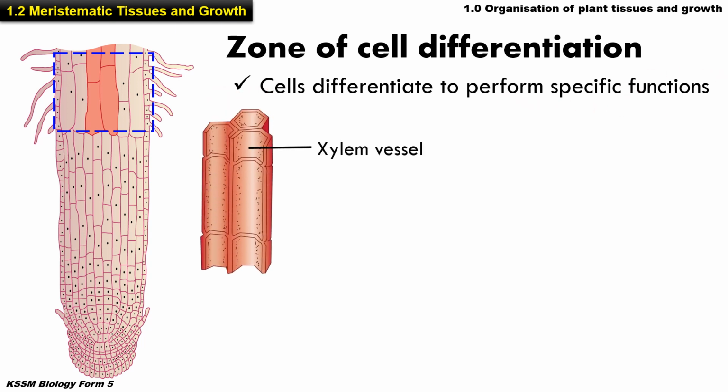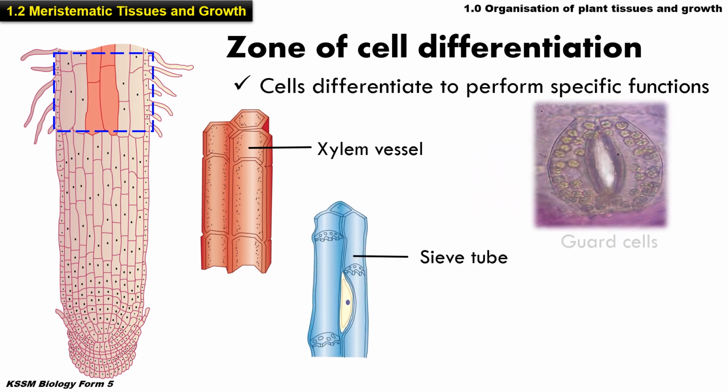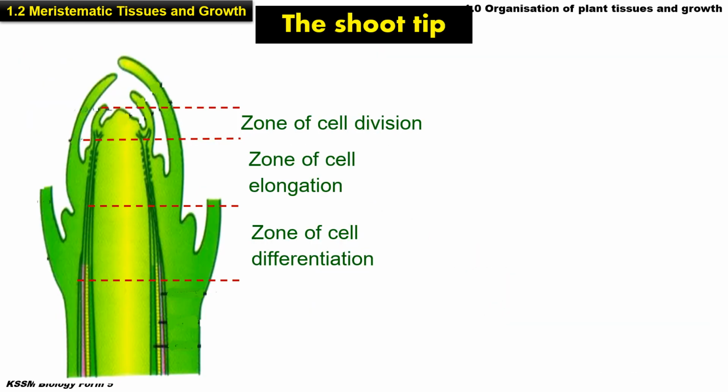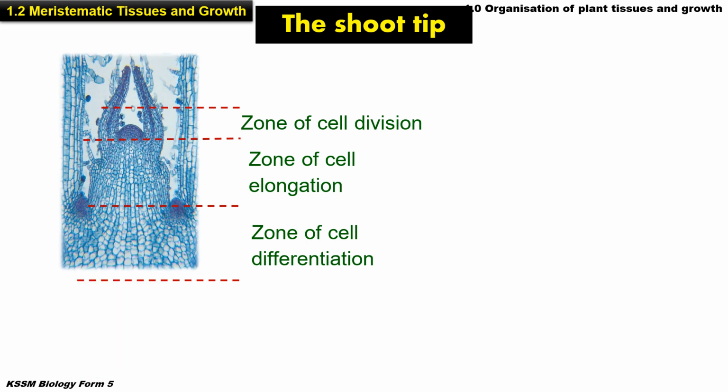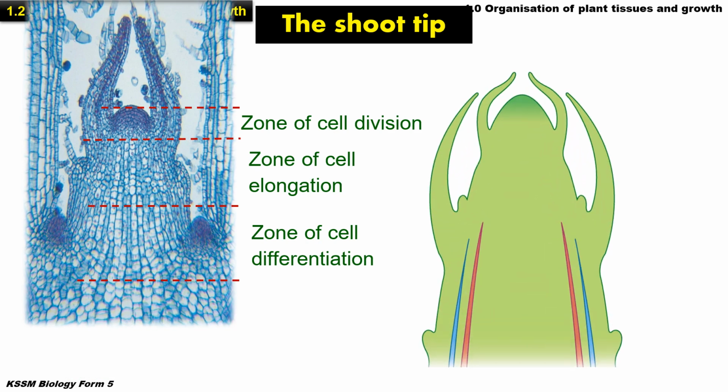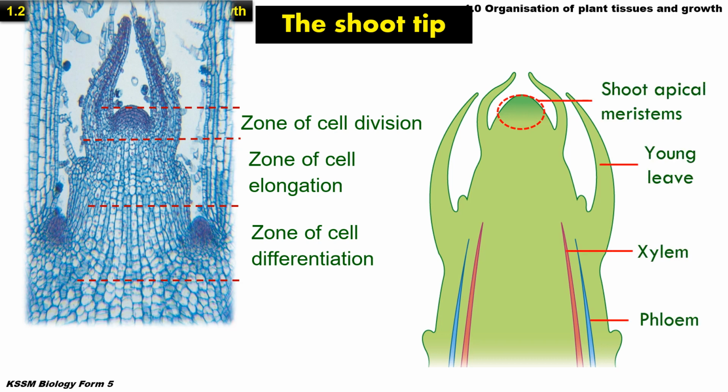There is some cell will become the xylem vessel, ada yang jadi sieve tube, ada yang jadi guts, ada yang jadi root hair cell. Okay, so cerita tadi tu cerita tentang root. Shoot sama sahaja apa yang kita cerita tadi. Cuma dia terbaliklah, dia akan naik ke atas. For the shoot, dia akan membentuk young leaf. Boleh? Okay, habis second learning standard.